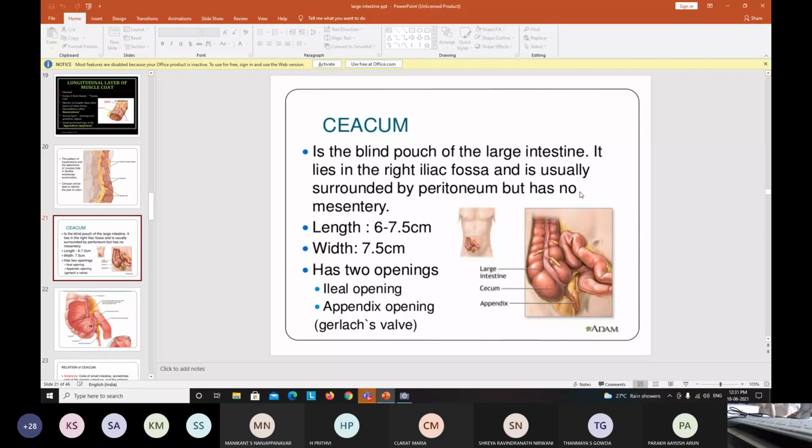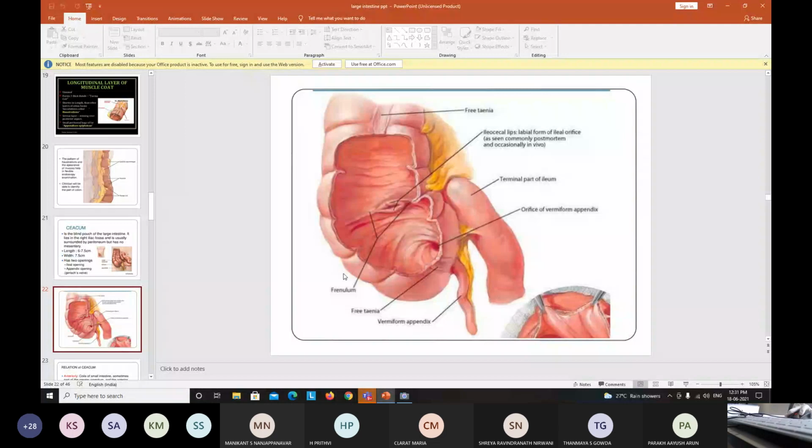Now, see the diagram here. This is the interior part of the cecum. This is the ileocecal valve, with 2 lips. This is the worm-like structure, the appendix. This is the ileum. So this whole diagram is the ileocecal junction, from where the large intestine starts.